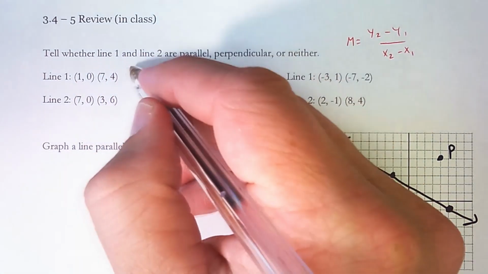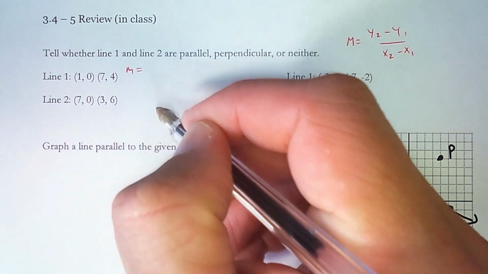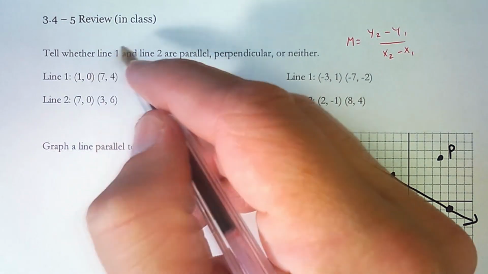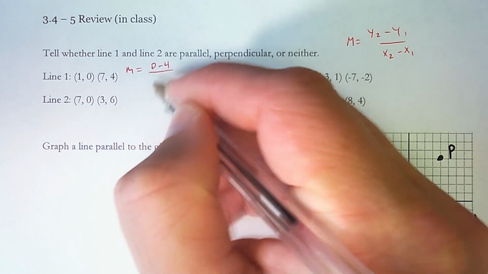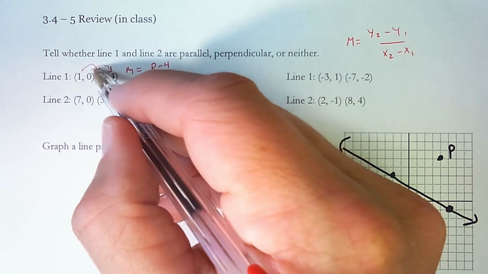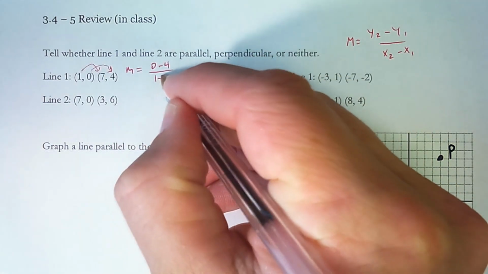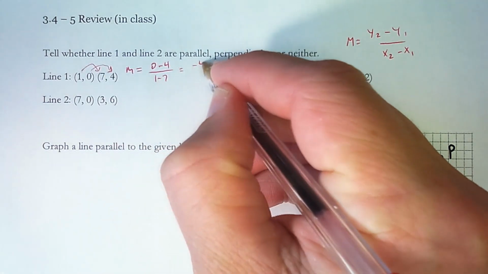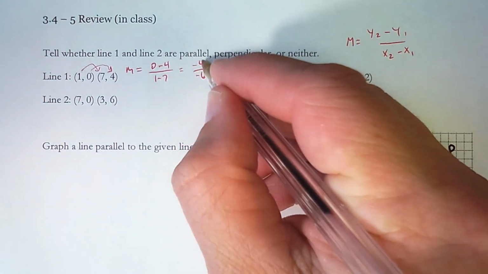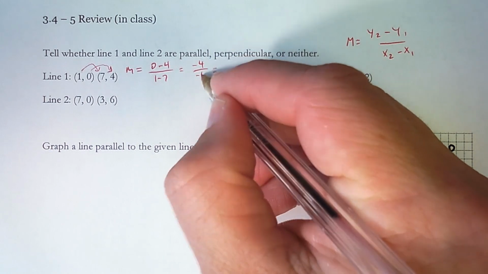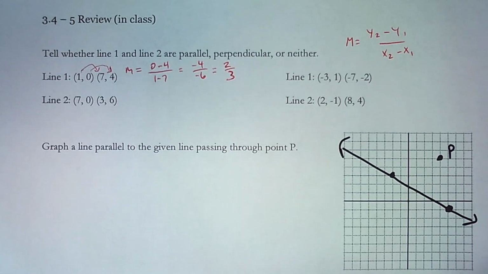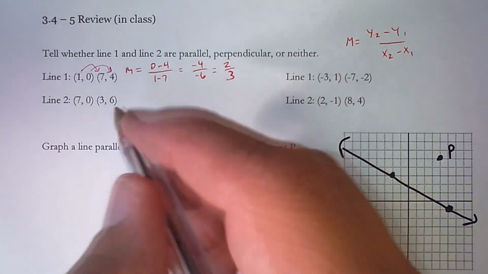So for this line here, I've got a slope of, and it doesn't matter the order, so I'm just going to go 0 minus 4. 4 minus 0 would be just fine also. 0 minus 4 over. Since I went this direction with the y's, I've got to go the same direction with the x's. 1 minus 7. So I get negative 4 over negative 6. Negative over negative is positive. And 2 goes into both of these, 2 times and 3 times. So I get a slope of 2/3.